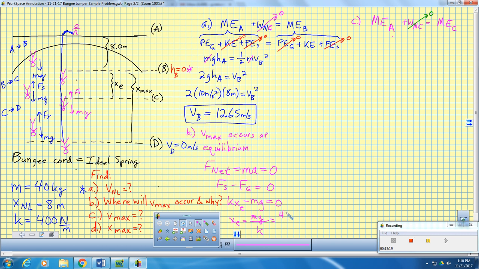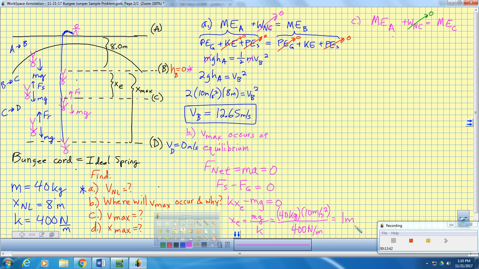So m for this person is 40 kilograms. This is a very light person. This might be Stu from the bungee jumping fame of my youth. g is 10 meters per second squared, and we're dividing that by k, which is 400 newtons per meter. So 40 times 10 is going to be 400 divided by 400. This is conveniently 1 meter is the equilibrium position.